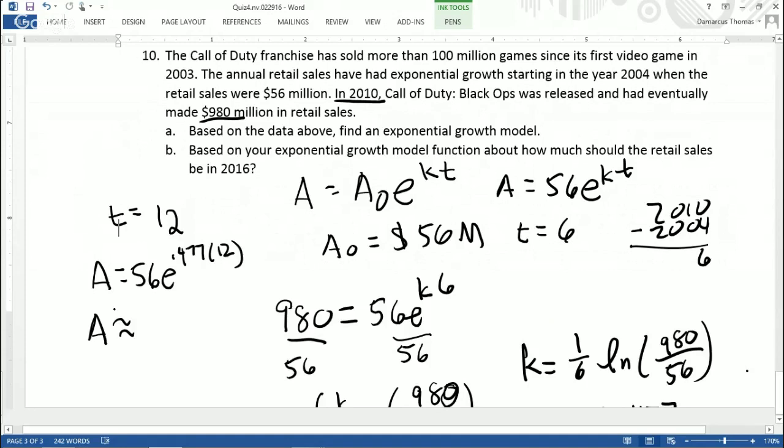And so when we do that, we're going to get this huge number. We actually get 17,150 approximately. That represents million, but the truth is the actual amount would be 17.15 billion in sales.